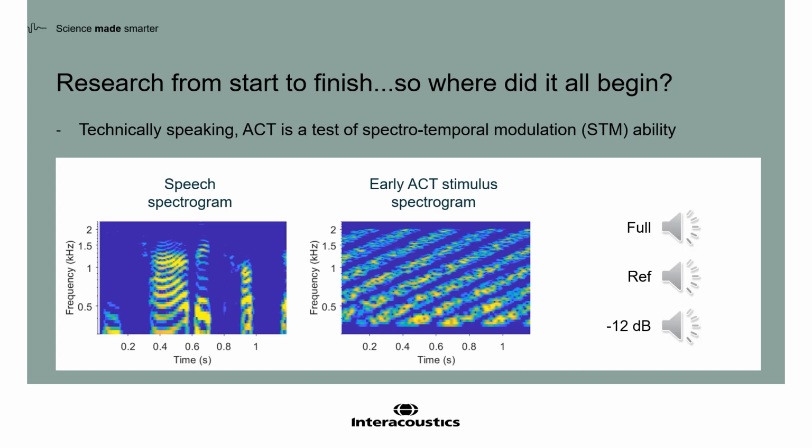As an example of what STM is, we can see on the left a spectrogram of a single sentence. As you know, this shows characteristic patterns across frequency and time. These patterns are the same as in an early ACT or STM stimulus shown on the right. Modulations are imposed onto a noise signal, so you get a similar pattern as the speech spectrogram on the left, but in a more controlled and structured fashion. Let's hear some sound examples of this.